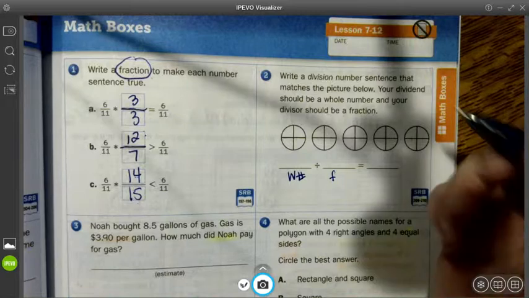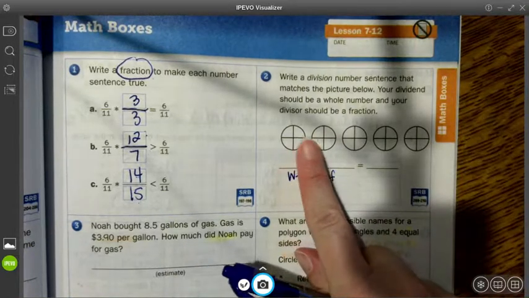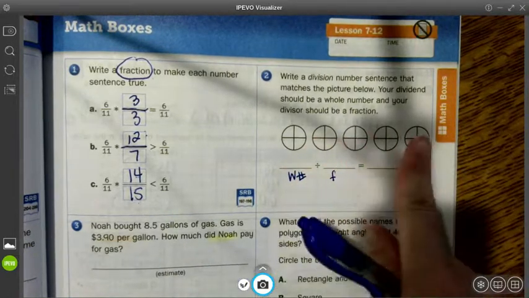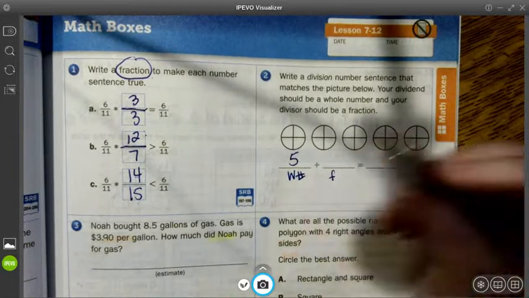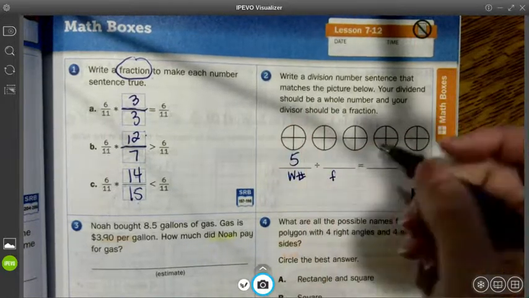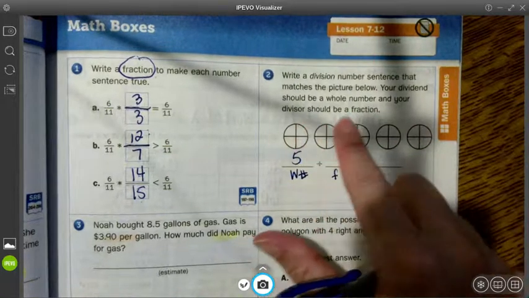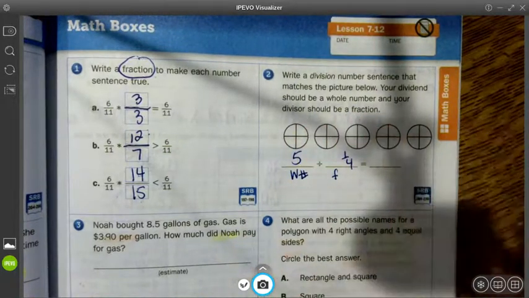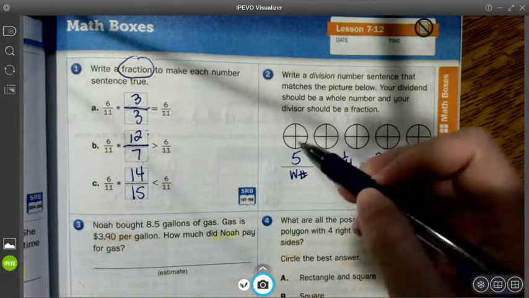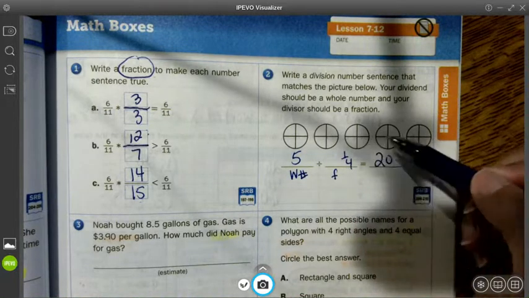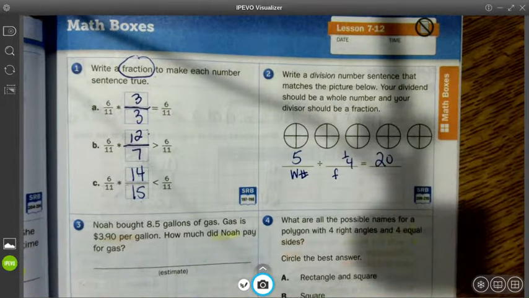Okay, if you have unpaused the video, hopefully you counted 1, 2, 3, 4, 5 circles. You can tell each circle is divided into 1/4, and at the end, there's a total of 20 pieces. 4, 8, 12, 16, and 20.